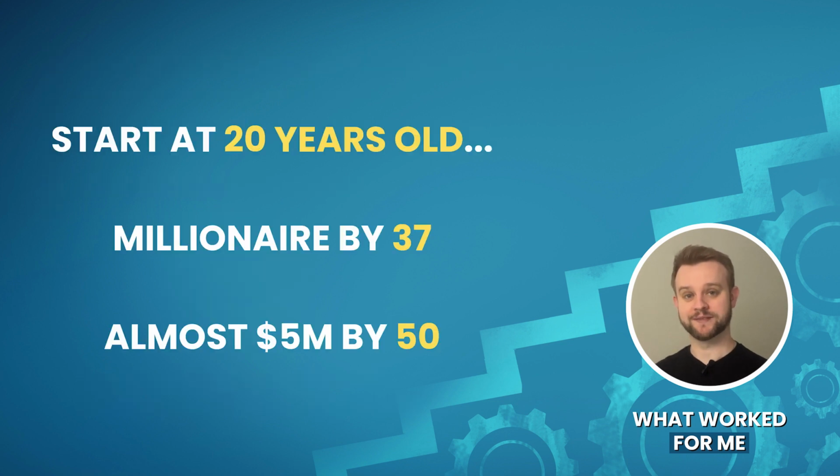If you were 20 and you invest like this, you'd be a millionaire by 37 and by age 50, you'd have almost $5 million. And that's not taking into account any other investments you may have made. Crazy. If you want to do some calculations like this by yourself, smartasset.com has a simple calculator you can use. There'll be a link in the description below.